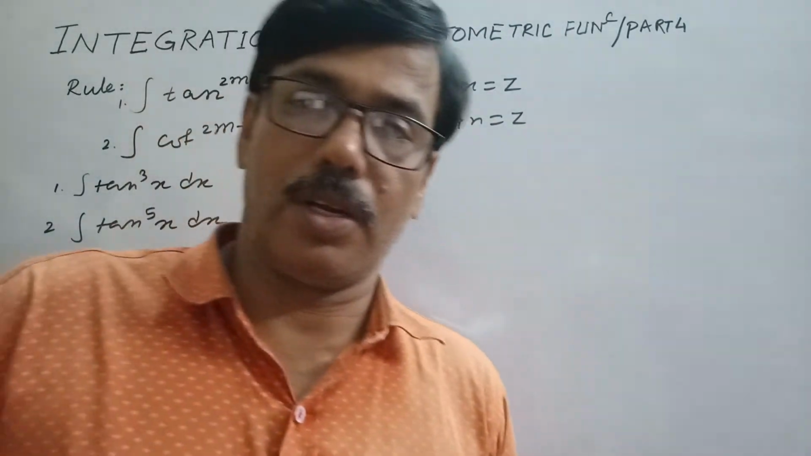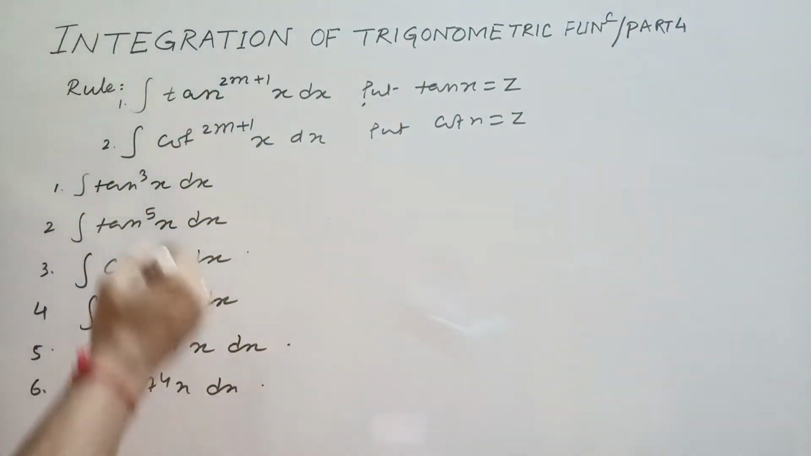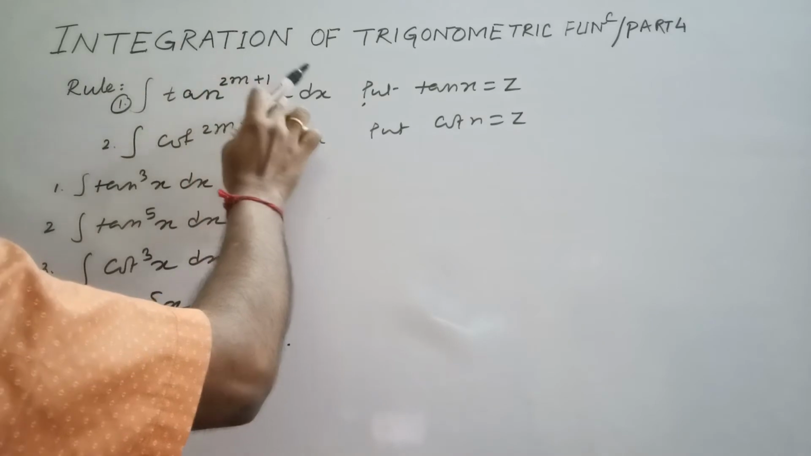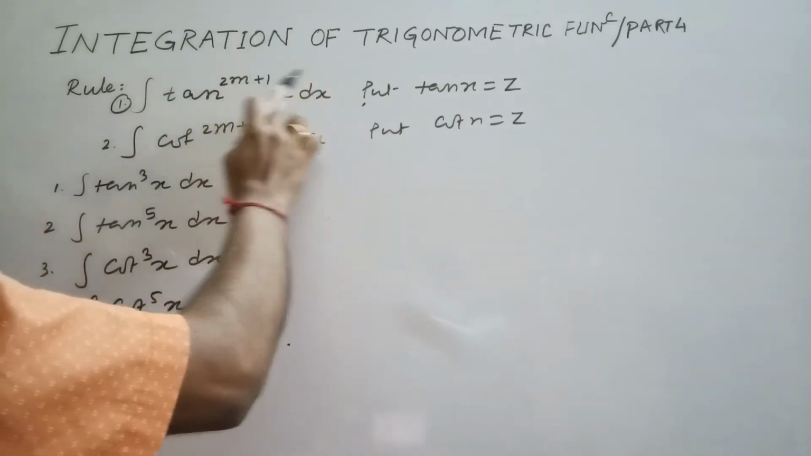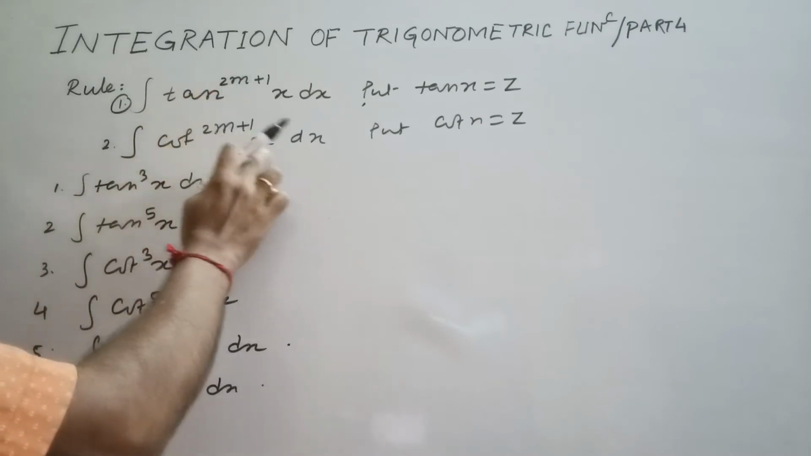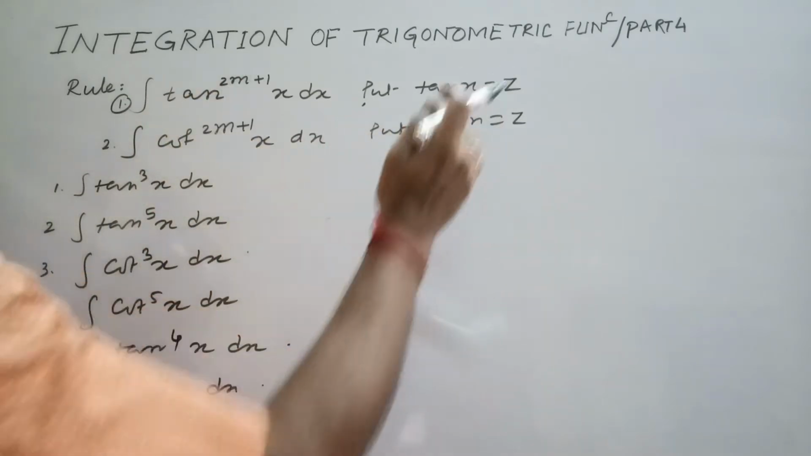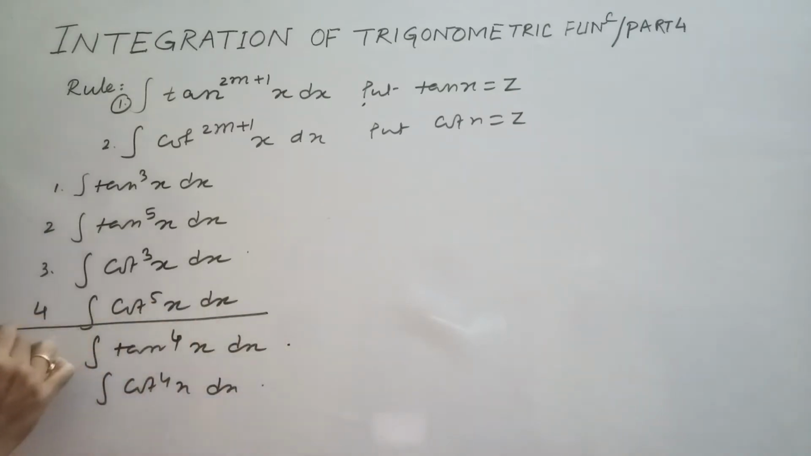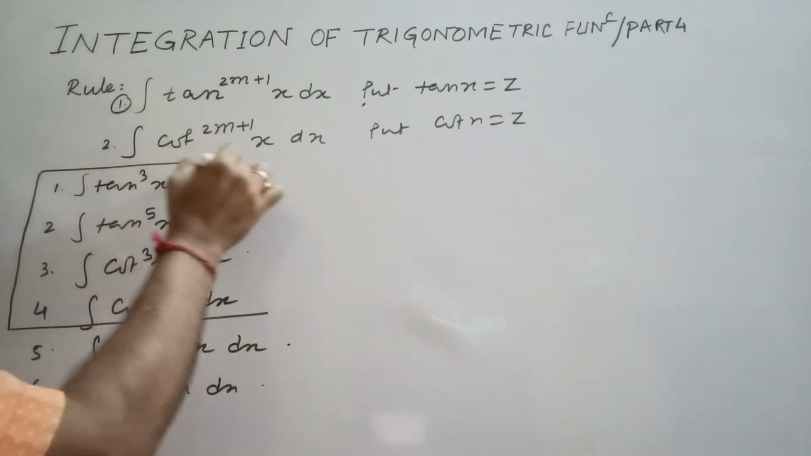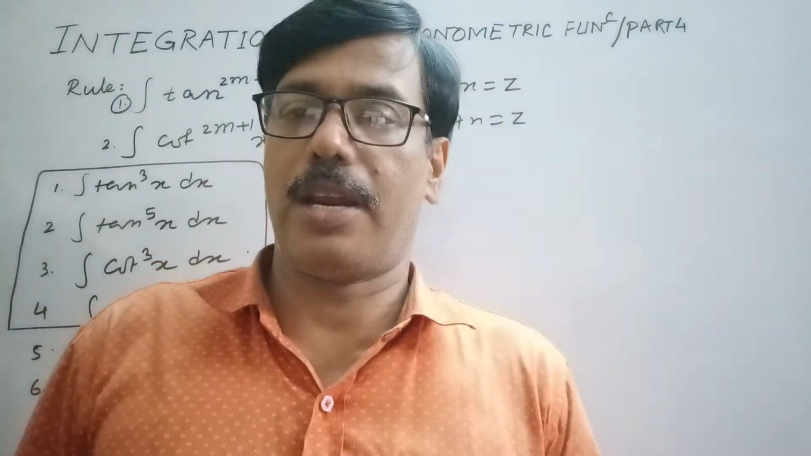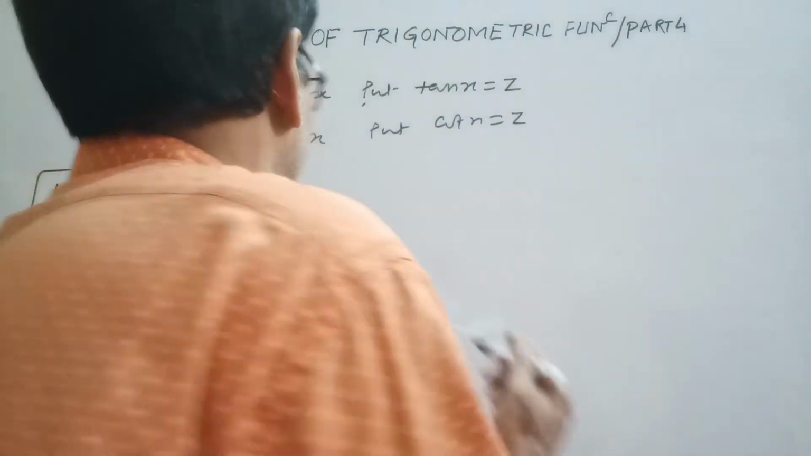Now we consider integration of type tan to the power 2m plus 1 x dx, an odd power of tan: put tan x equals z. Cot to the power 2m plus 1 x dx: put cot x equals z. So applications 1 to 4: for an odd power of tan, put tan x equals z.